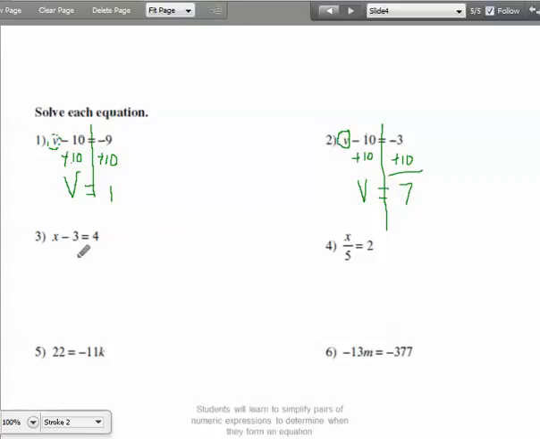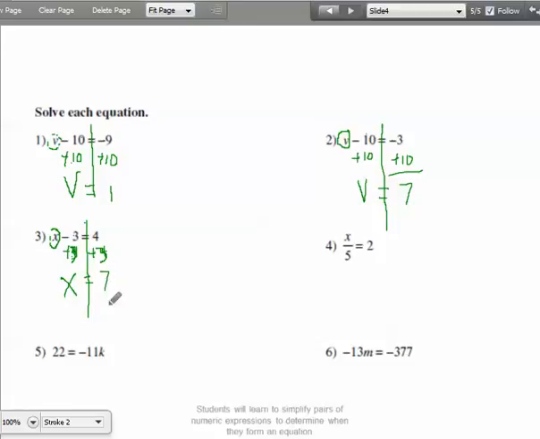Cool. Let's try a few more here. Here I've got x minus 3 is equal to 4. I'm going to draw a line there. X is what I'm going to be solving for, so I'm going to circle my x there. That means I need to add 3 to both sides of my equation. Why am I adding 3? Because it's being subtracted in the original equation. I want to get rid of that 3. And I'll be getting an x is equal to 7.